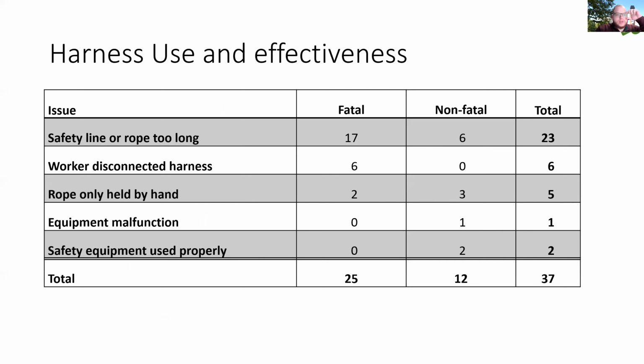In terms of harness use and effectiveness, we don't have a lot of reports on harness use, though when we do, it tends to be more of a misuse than use. So, for example, the safety line was too long, which contributed. Basically, if your safety line is too long, it's doing nothing to prevent you from getting entrapped. And we see that in a majority of our cases. We've only seen 2 cases where they used the safety equipment properly, as we could deduce, and both of those were non-fatal.